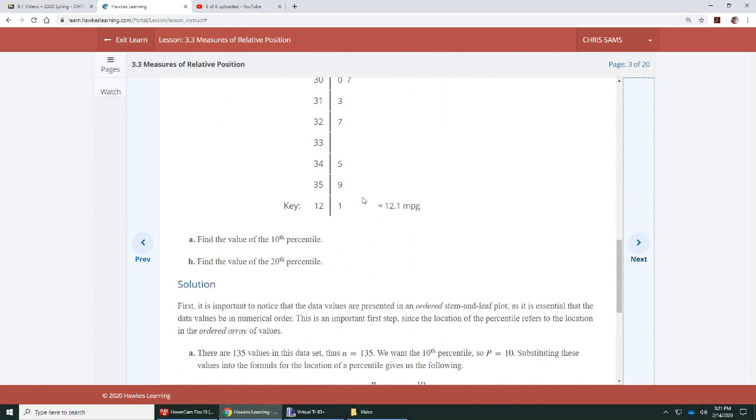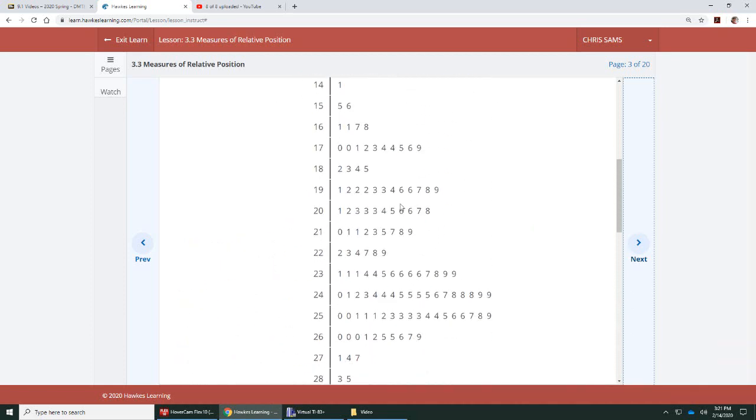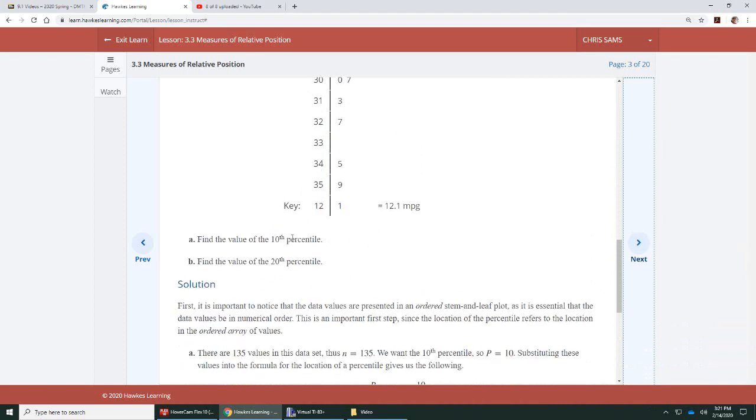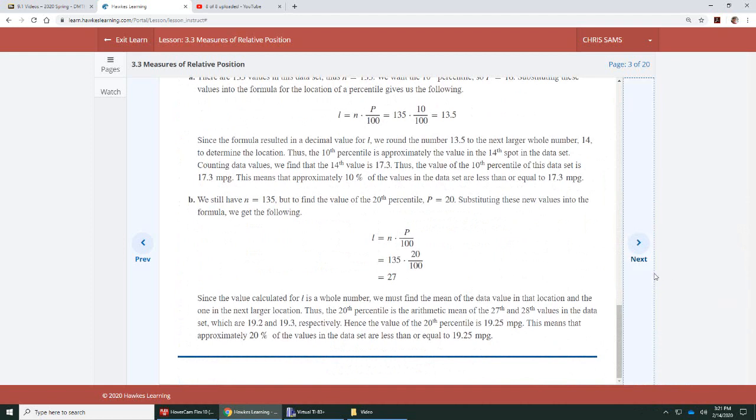So usually there's some kind of key. Actually, it's 12.1. So this is the key, and we want to know what the 10th and 20th percentile is. Well, you would do the location formula when they give you a value. So we'll talk about how to use this. I'll show you some examples of my own. You can also see the ones in Hall.